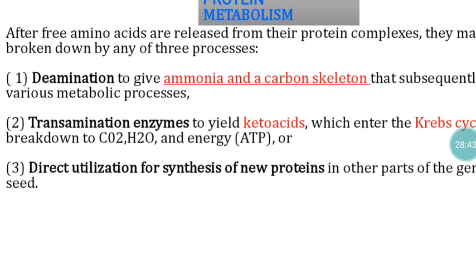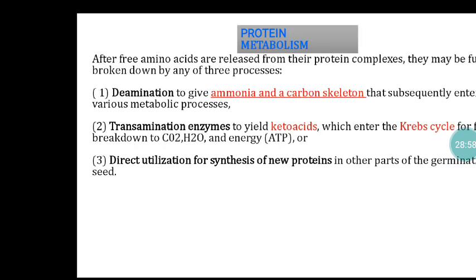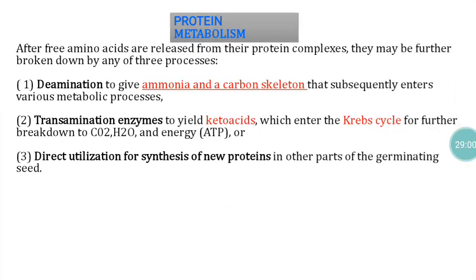deamination, transamination enzymes, then direct utilization of the protein molecule for newer protein synthesis. So if any deamination is going to take place, the protein will yield ammonia and carbon skeleton. So this ammonia and carbon skeleton will be used for various metabolic activities.